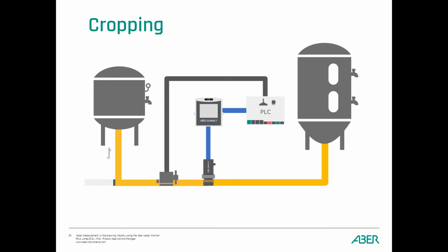Then finally, as the yeast passing in the pipeline begins to become diluted with the beer, the dilution effect will cause the signal to drop, and therefore the PLC, once it passes below the threshold, can divert the beer yeast mixture off to filtration.